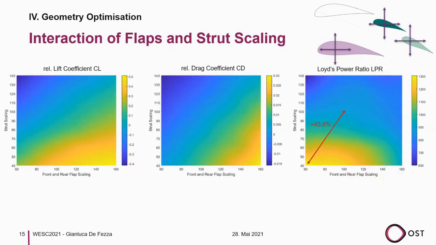Next, the interaction. We changed the front and the rear flap scale to the same value, and the strut scaling independently. And we see here that we can improve it by decreasing the strut scale and the rear and front flap scale to the minimum, right down in this corner. And we improved LPR here by over 40%.